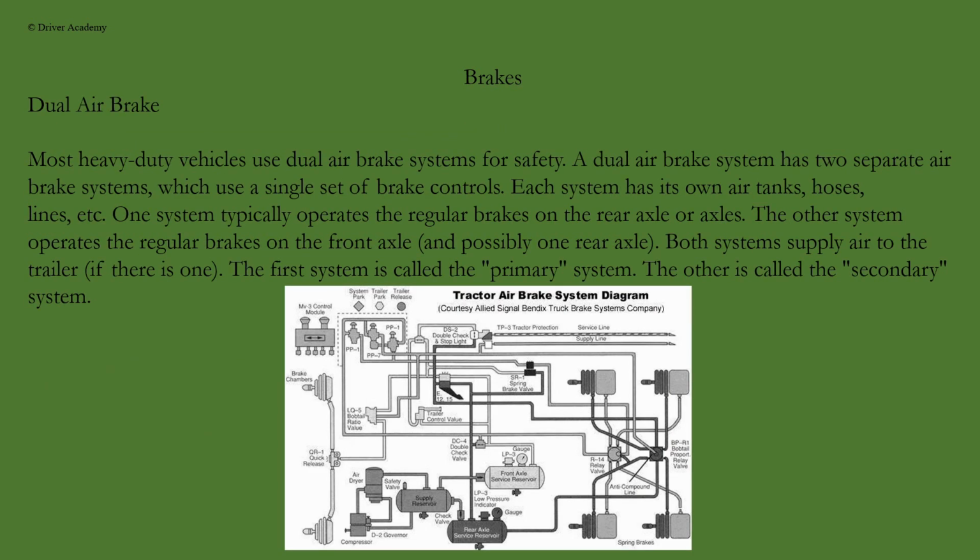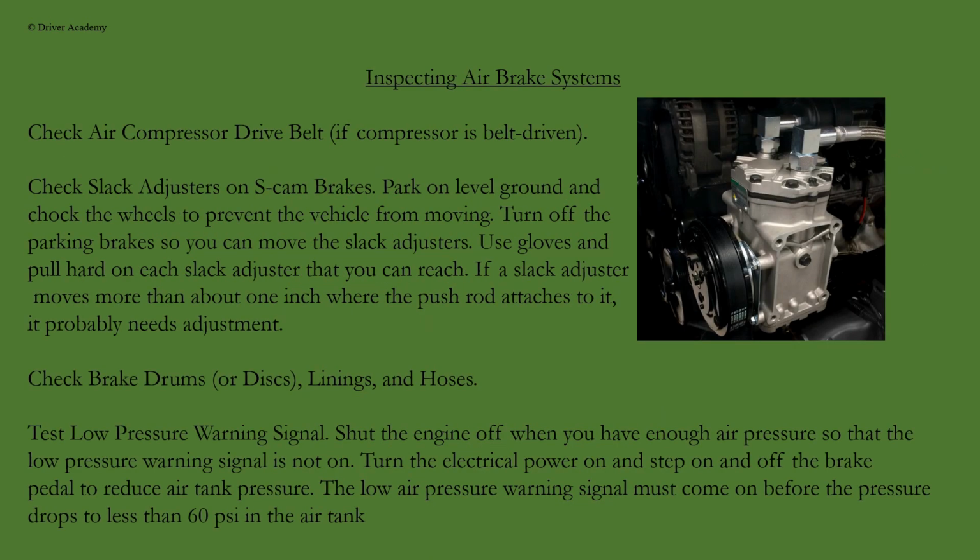Dual air brakes. Most heavy-duty vehicles use dual air brake systems for safety. A dual air brake system has two separate air braking systems, which use a single set of brake controls. Each system has its own air tank, hoses, lines, etc. One system typically operates the regular brakes on the rear axle or axles. The other system operates the regular brakes on the front axles. Both systems supply air to the trailer. The first system is called the primary system, and the other system is called the secondary system. I would know that.